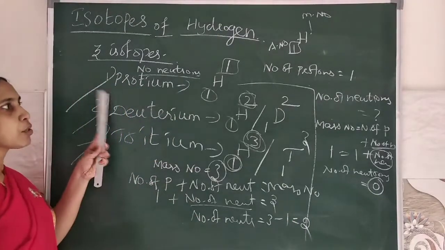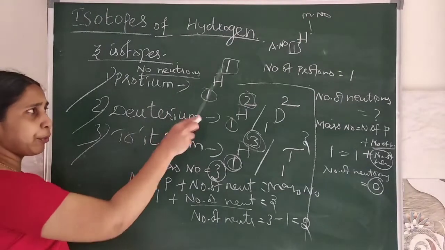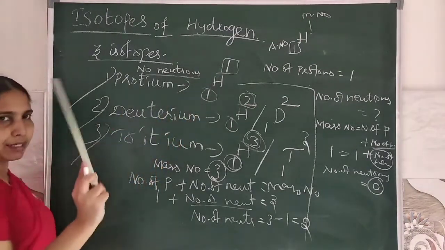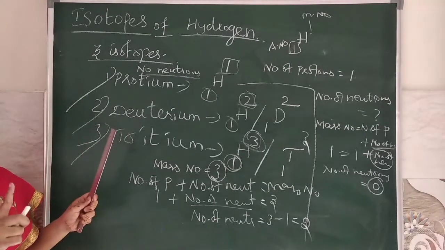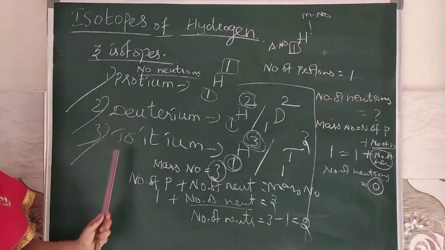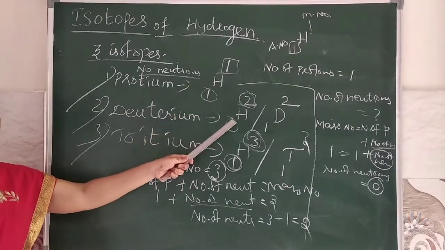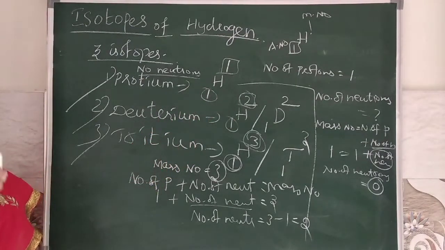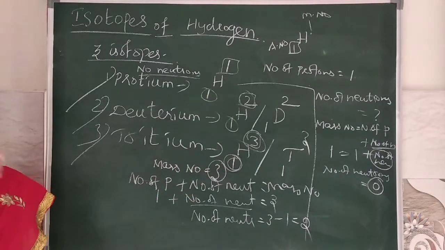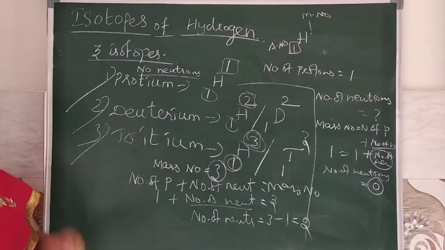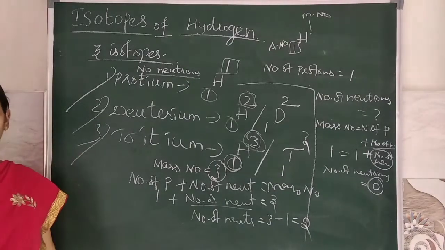Okay, students? So, in protium, number of protons is 1, number of neutrons 0, number of electrons 1. In deuterium, the number of protons is the same. In all the 3 isotopes, the number of protons is equal to 1. In deuterium, there is 1 neutron. In tritium, how many neutrons are present? 2 neutrons are present. So, these are the isotopes of hydrogen.